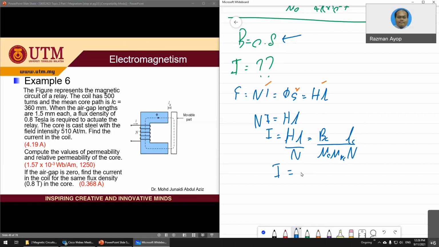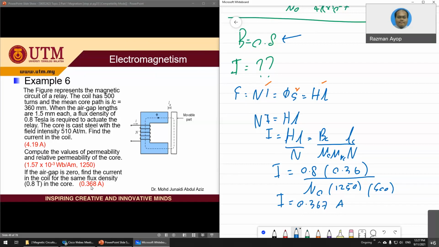So I is equal to B core, which is 0.8. What is the length of the core? 0.36, divided by mu naught mu rc. What is the mu rc? It is 1250, you already calculated it. Number of turns is 500. So I is equal to 0.8 multiplied by 0.36 divided by mu naught divided by 1250 divided by 500. So you get 0.367 ampere.